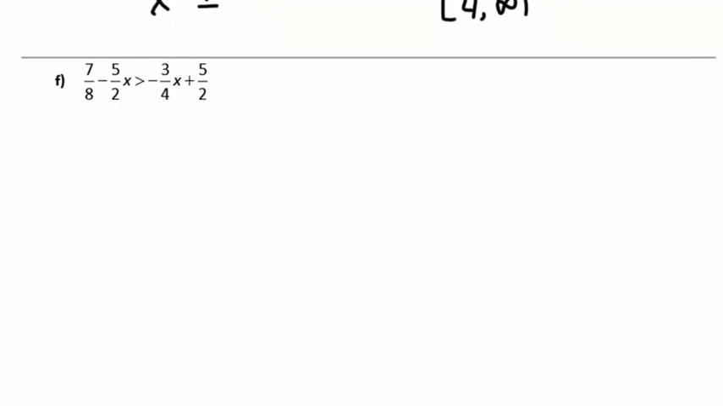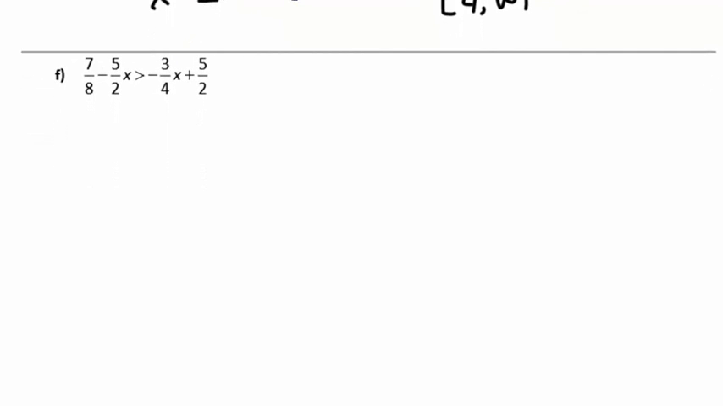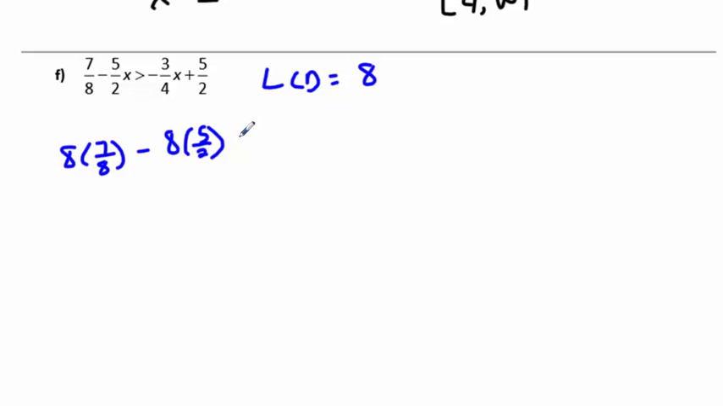Part F. We're going to solve this inequality with fractions. We know that if we had an equation I wanted to solve with fractions, I would multiply everything by the common denominator, and we're going to do the exact same thing here. So my common denominator is 8, so we're going to multiply everything by 8. 8 is positive, so that will not change the inequality. So we're going to take 8 times 7/8 minus 8 times 5 halves, that's going to be greater than 8 times negative 3/4 plus 8 times 5 halves.